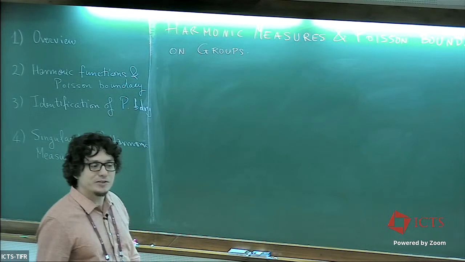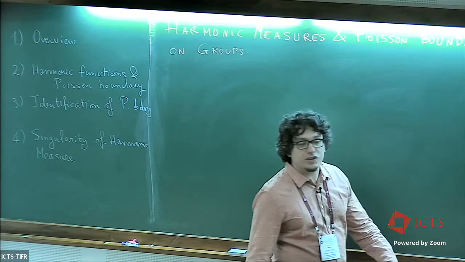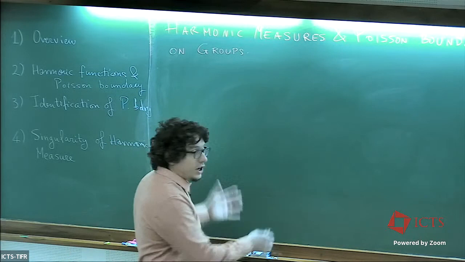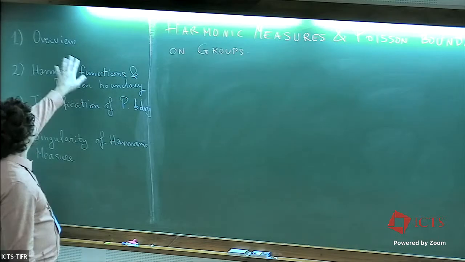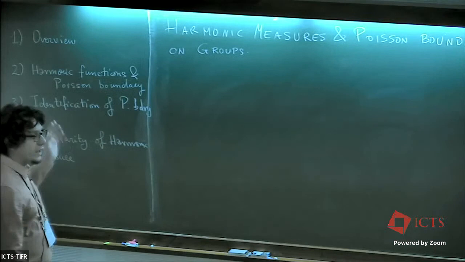So I will give a mini course on some recent progress on the topic of harmonic measures and Poisson boundaries for random walks on groups. So I will start defining, of course, what these objects are. And so today I will give mostly an overview. So I will give a general overview of the questions that people look at in this field, and then I will state the two results that I want to present.